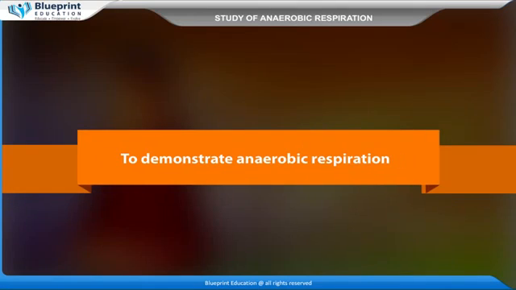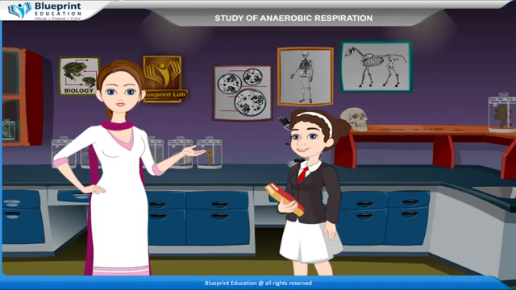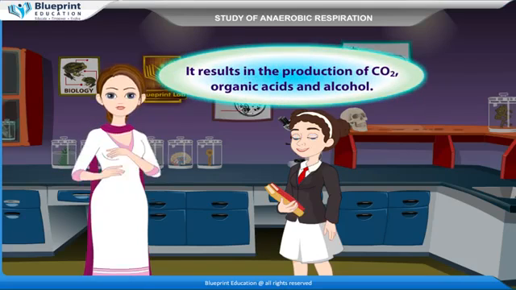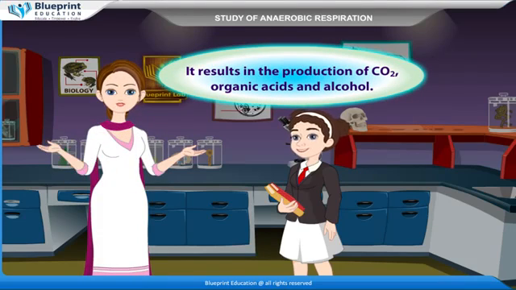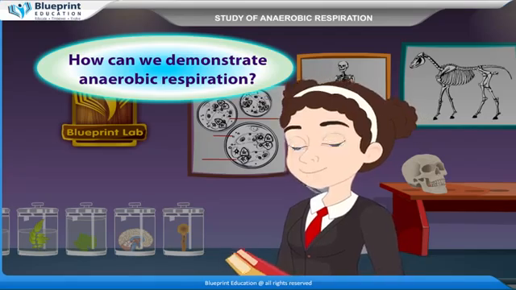To demonstrate anaerobic respiration. The incomplete breakdown of the respiratory substrate in the absence of oxygen is called anaerobic respiration. It results in the production of CO2, organic acids, and alcohol. Madam, how can we demonstrate anaerobic respiration?